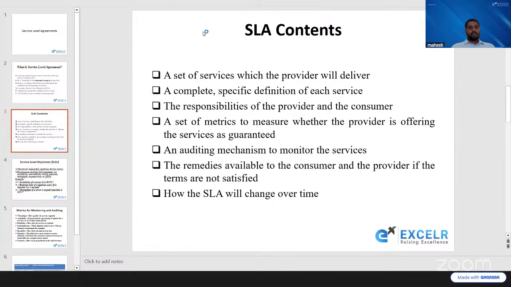So participants, it's time to answer from your side. Can anyone tell me in the chat box, is SLA a static document or a dynamic document? Can anyone write in the chat box? SLA is basically a static or dynamic document. Okay, Charan sir is saying dynamic. Anyone else? Please provide your valuable responses in the chat box. Like how the SLA will change over time. What is the scenario over there? Dynamic. Okay.